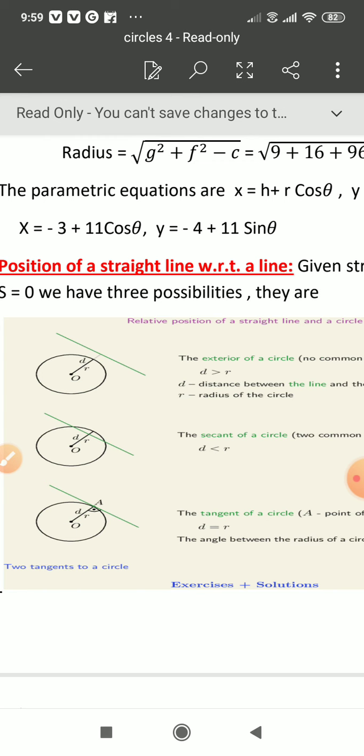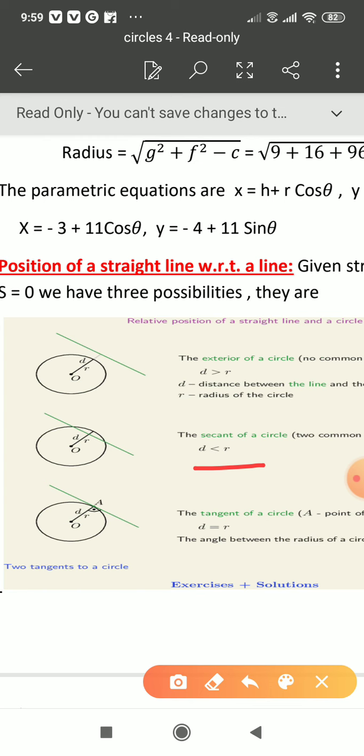Okay. Then we say that the line intersects the circle in 2 points, or the line passes through the circle. The common points are 2 when d is less than r. That means the distance from the center to the line is less than the radius. Then we say that the line is a secant of the circle. This is the second position.